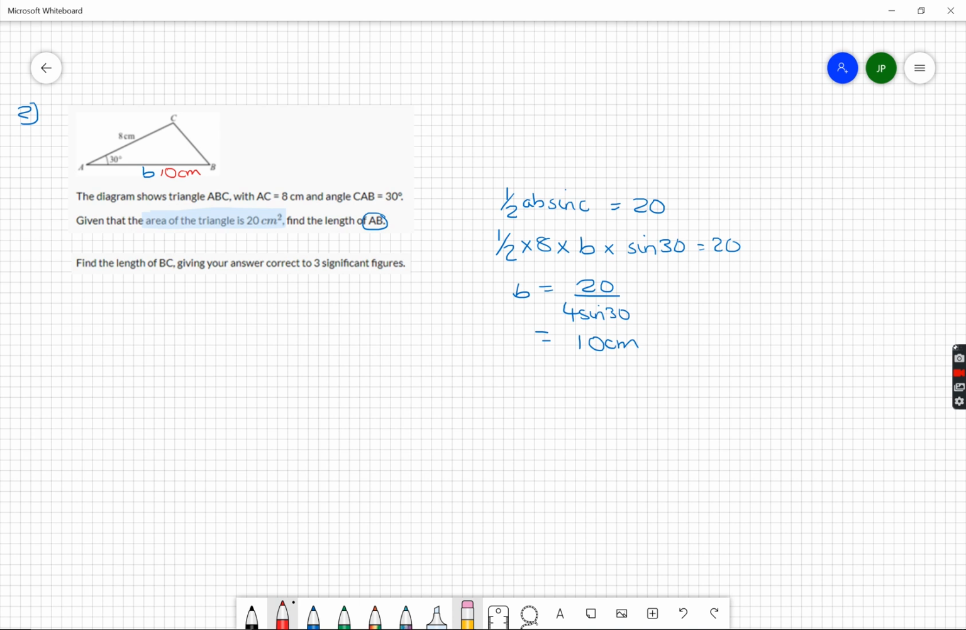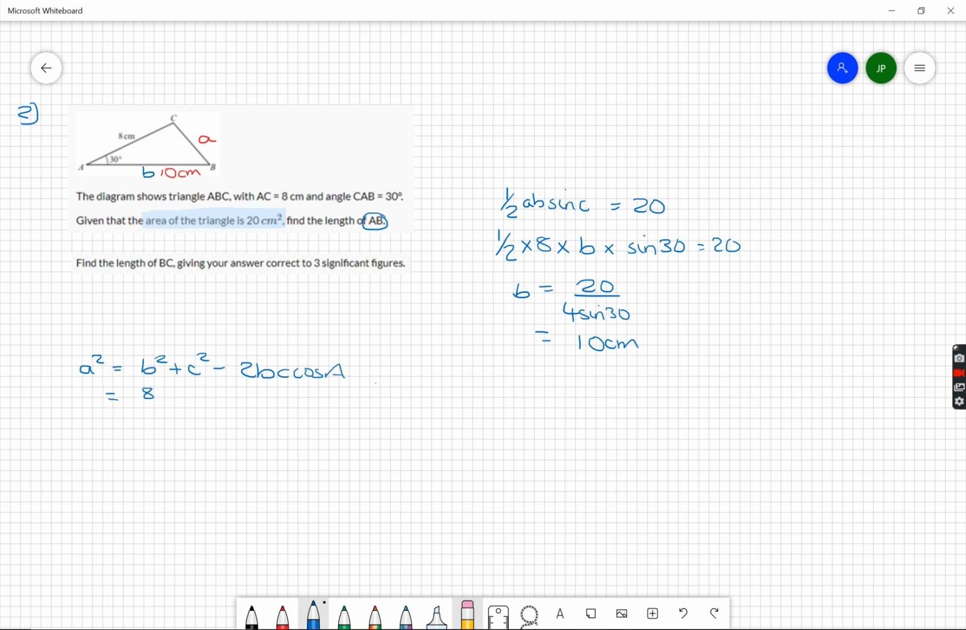So I'm going to call this side A for now. What I'm going to be using is A squared equals B squared plus C squared minus 2BC cos A. Okay, and I can put this through.